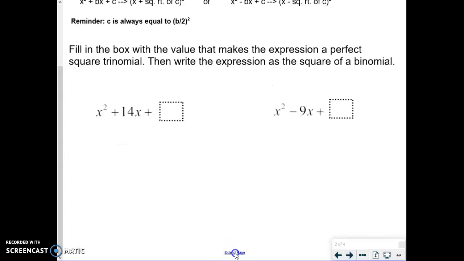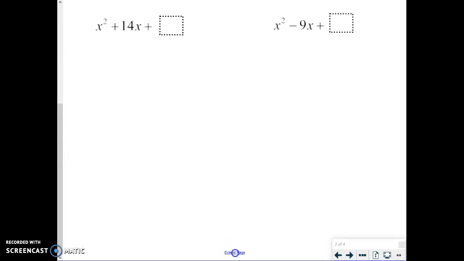So if we take a look at the two examples that we have here, the first one is x² + 14x + something. That something, that c, is always going to be half of b, squared. So in this case, our c would be equal to (half of 14) squared. Half of 14 is 7, and 7 squared is 49. So there is our new c.